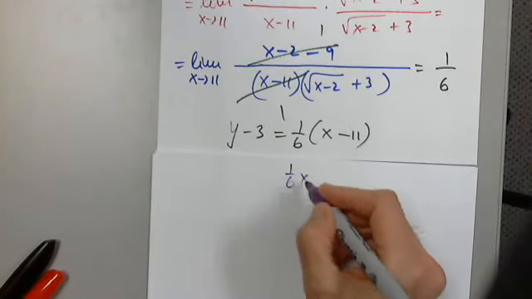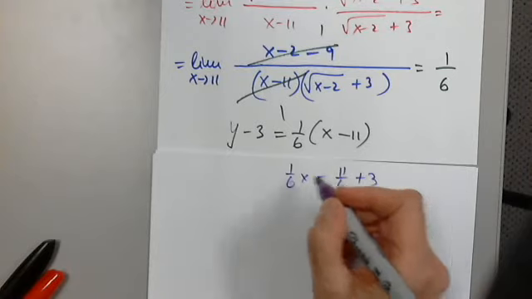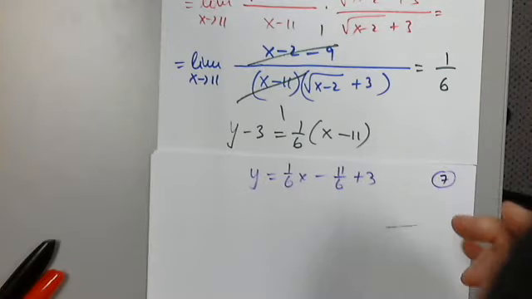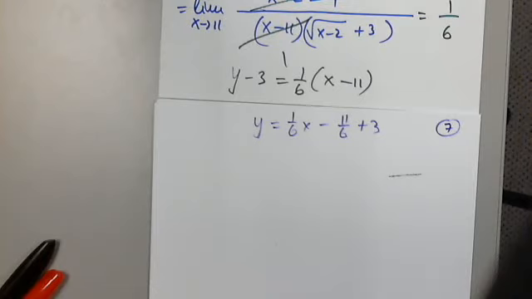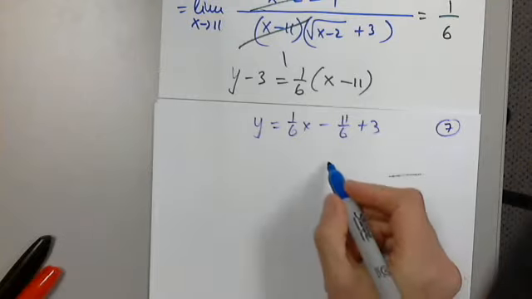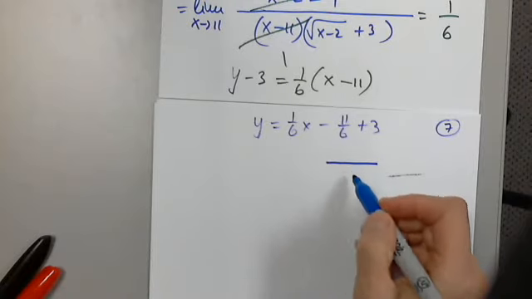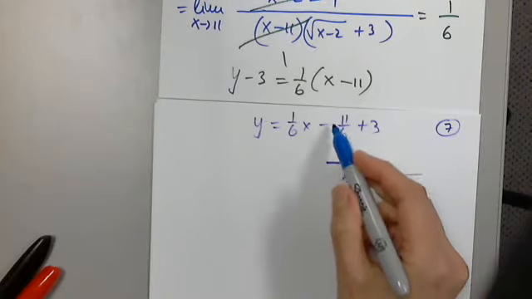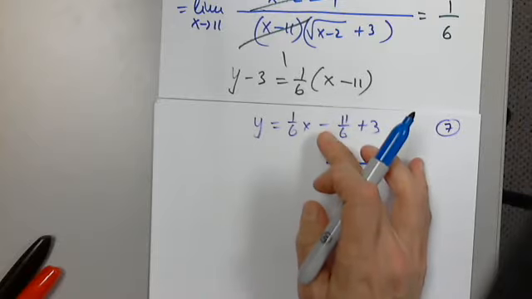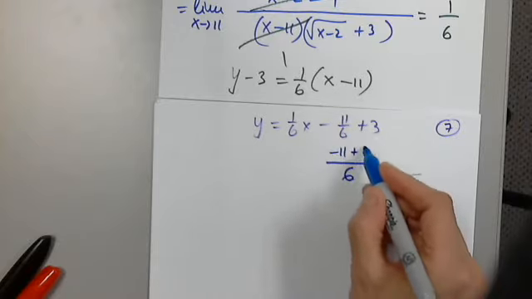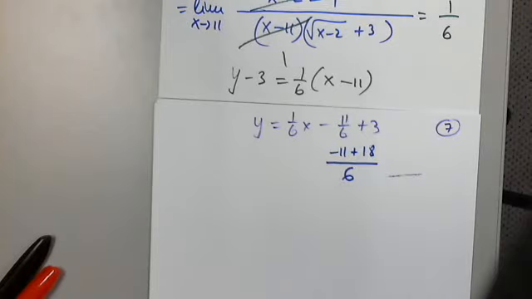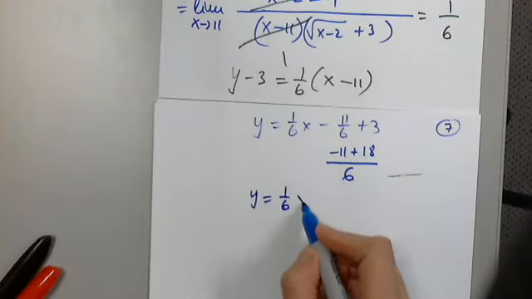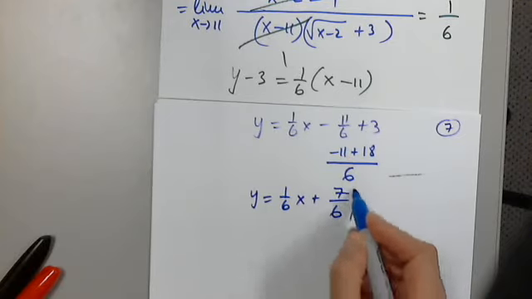Yes. So 1/6 x minus 11 over 6 and plus 3. How much is negative 11 over 6 plus 3? I have to use the least common denominator, which is? Good. So I have negative, remember the negative in front of a fraction goes to the top. Negative 11 plus 18. How much is that? Very good. Plus 7/6.